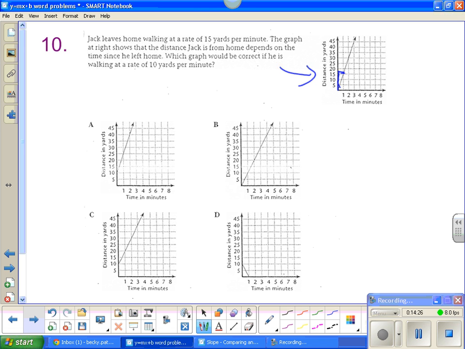Okay? But then it says, which graph would be correct if he was walking 10 yards per minute? So now I need to see him walking 10 yards per minute. So would he start at 10? And the answer is no. He's starting at home, so he would start at 0. So I like this one. I don't like that one. And I really don't like that one. So the answer's got to be B, but let's figure out why. 10 yards per minute, so we're starting at 0. Look at it. It goes up 10, right 1. Up 10, right 1. 10 yards per minute.